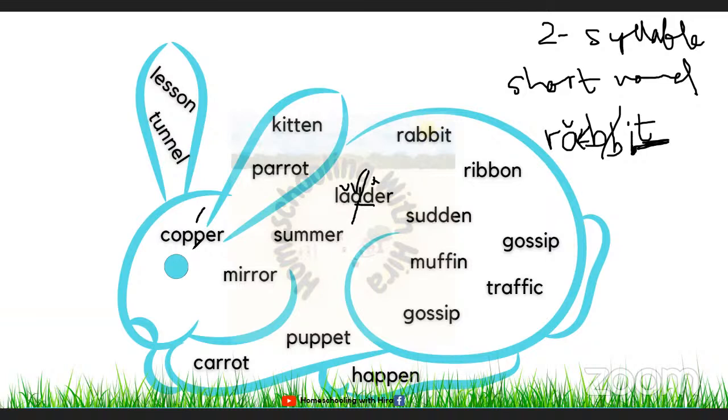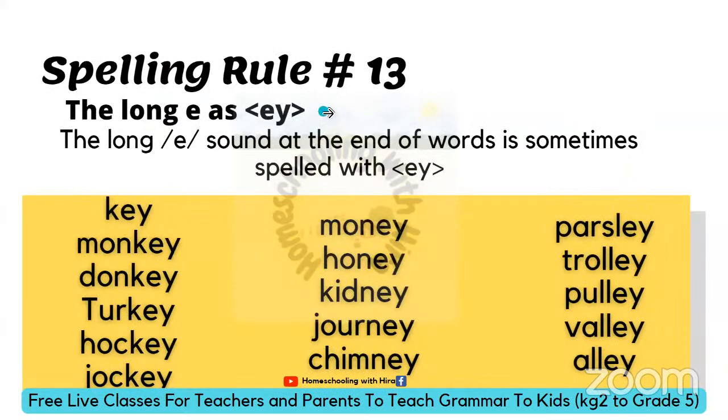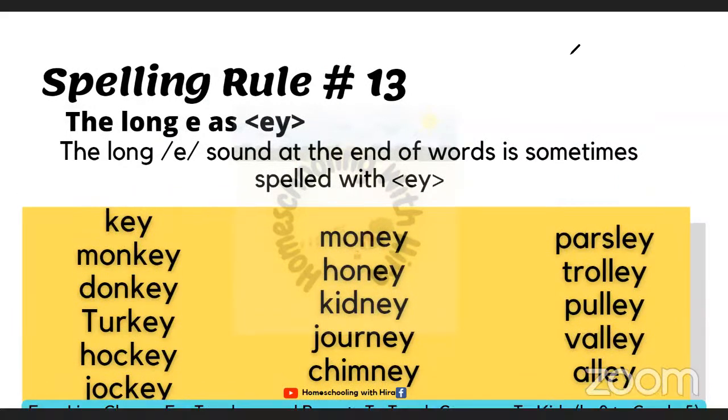Copper. This is not pronounced. Mirror, puppet, carrot, gossip, traffic, like this. ठीक है? Hope this is clear as well. Okay, now this is another important thing. Most of the time, Y says E at the end of a long word. For example, funny, sunny, bunny, smiley, crazy, lazy, right? But we have a handful of words in which EY says the long E sound.